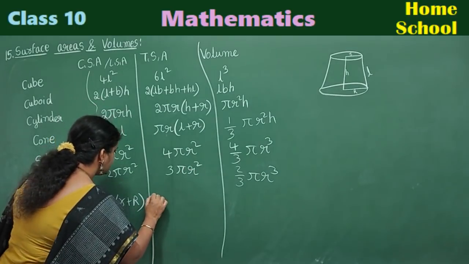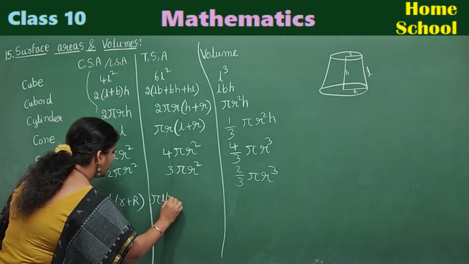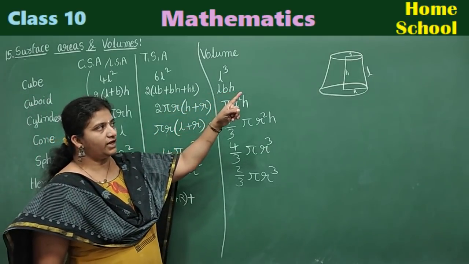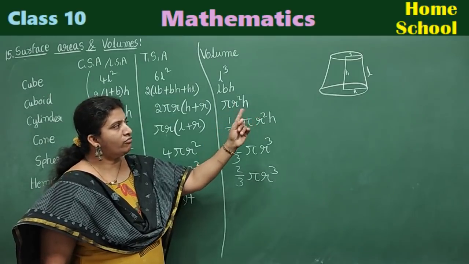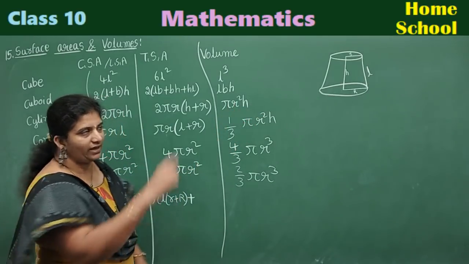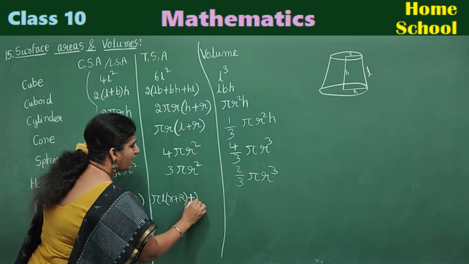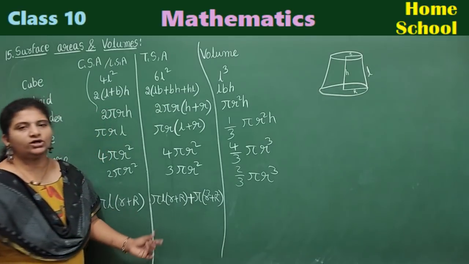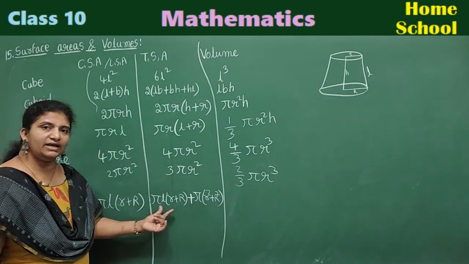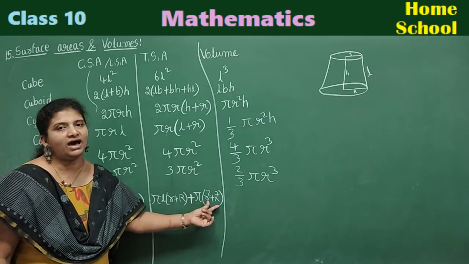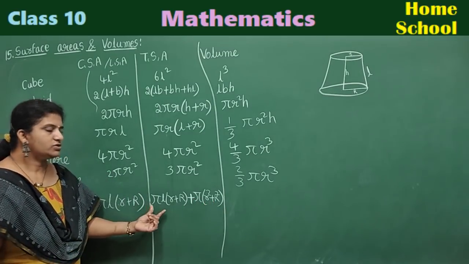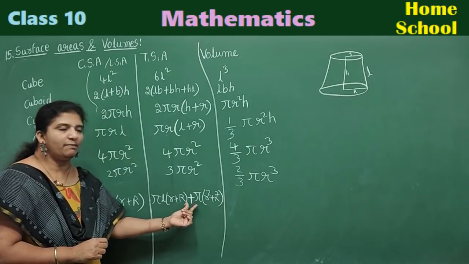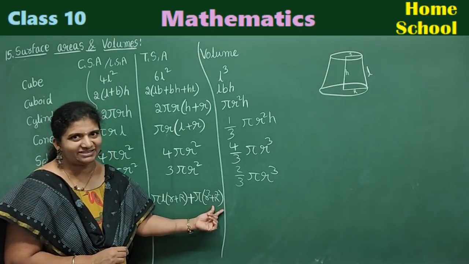So look here. CSA of a frustum of a cone is pi L into (R plus r), plus the area of the top circle, pi small r square, plus the area of the bottom circle, pi capital R square. In these two, what is common? Pi. If you take it out, we get r square plus R square. Looks lengthy, but it is very easy. So the total surface area of a frustum of a cone is pi L into (R plus r) plus pi into (r square plus R square).